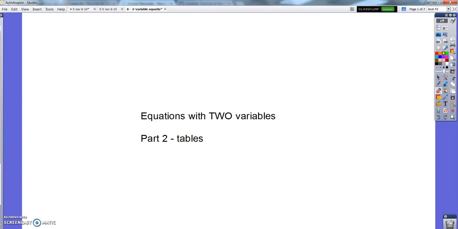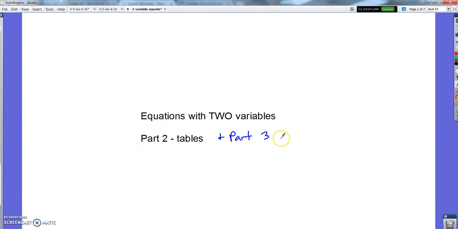Hey there, Advanced Math. I'm going to continue with equations with two variables today. Actually, we're going to do tables today. Part 2 is tables. We can probably use the same page 2 days in a row if you want to do part 2 tables and part 3 graphs. You can do that.